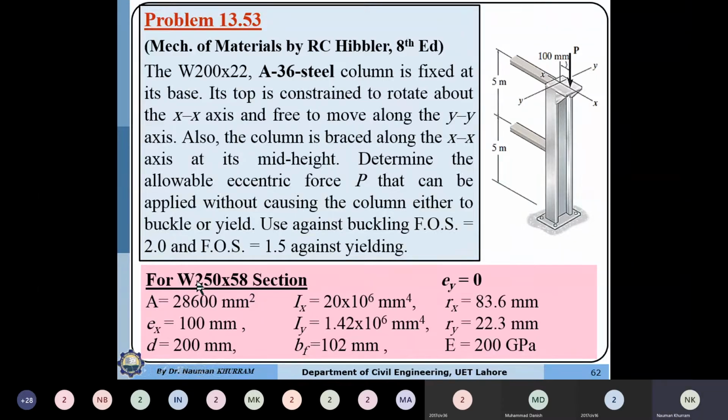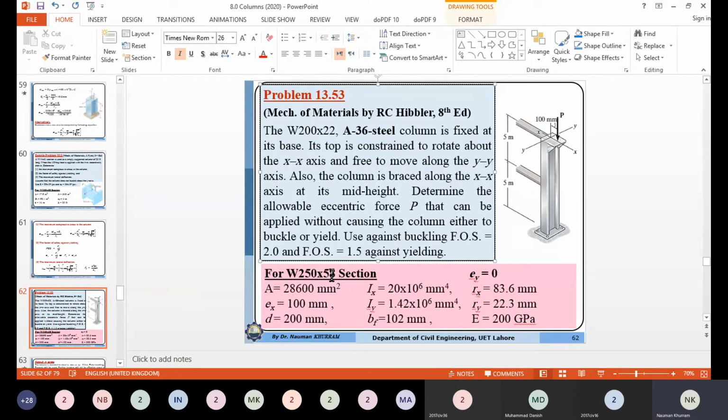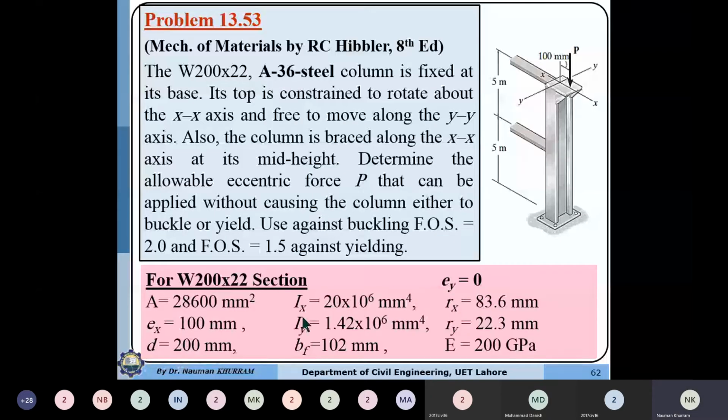Okay, here I have to check. So again, let me correct this. Moment of inertia about the x-axis is 20 into 10 to the power 6, and Iy is 1.42 into 10 to the power 6. Width of the flange is given as 102. Radius of gyration about x-axis is 83.6, about y is 22.3, and modulus of elasticity is 200 gigapascal, and obviously sigma y will also be 250 megapascal.